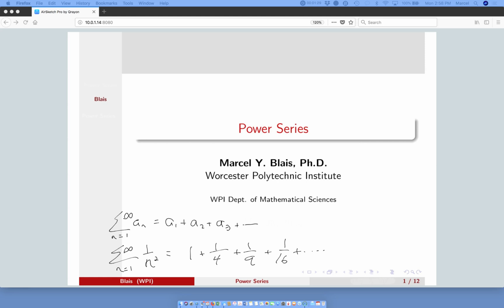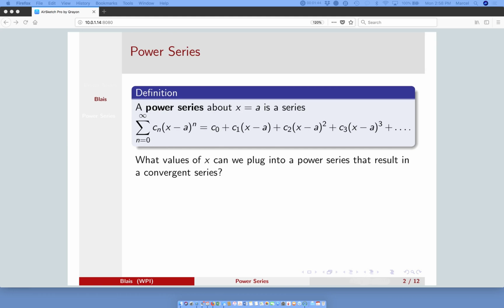Now, we are going to generalize a bit and say, what if each one of these terms contains an x? So we're going to introduce a variable into the series now. And that's where we get power series. So a power series about x equals a is a series written like this. So just as before, we have infinitely many terms, but this now you can see is like a polynomial in x minus a of infinite degree.